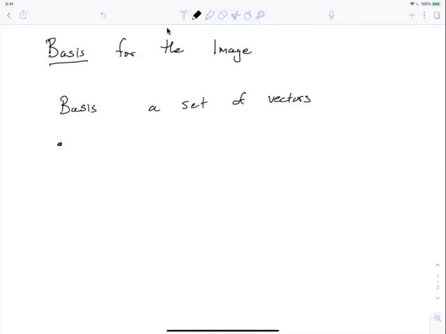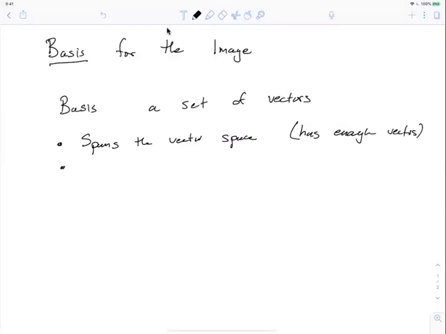So the first thing it has to have is enough vectors, so it has to span your vector space. You can think of this as it has enough vectors. And the other thing it has to do is those sets have to be linearly independent. You can think of this condition as not having too many.